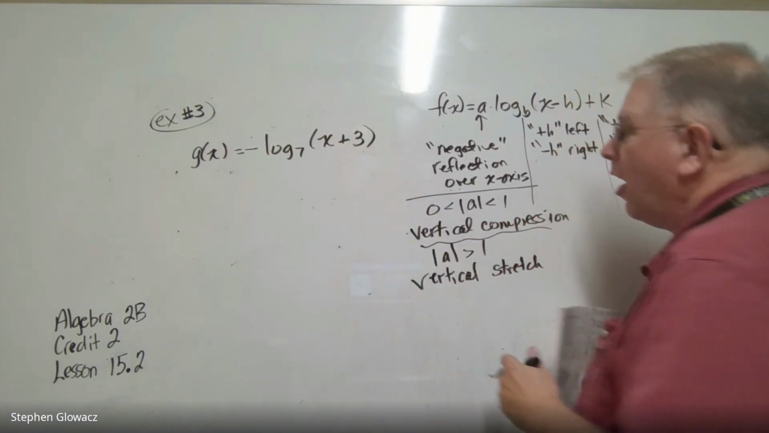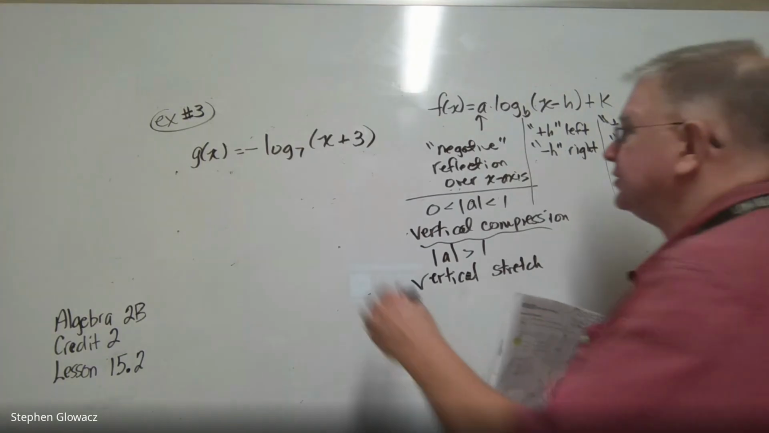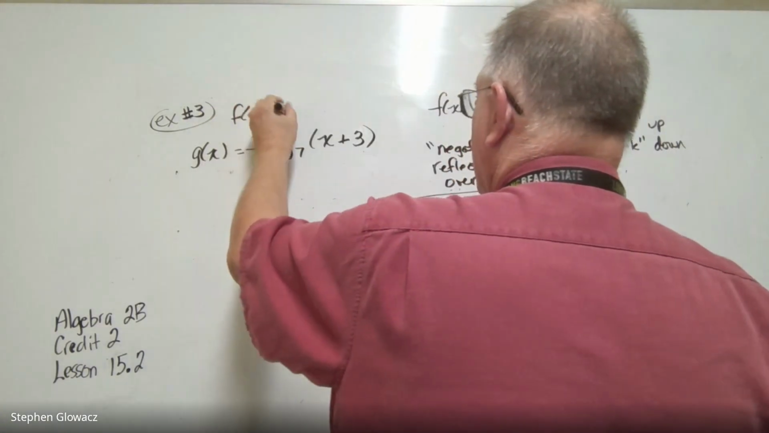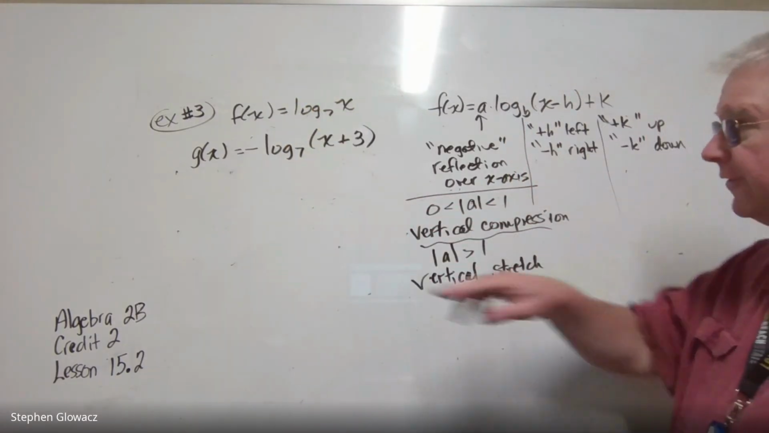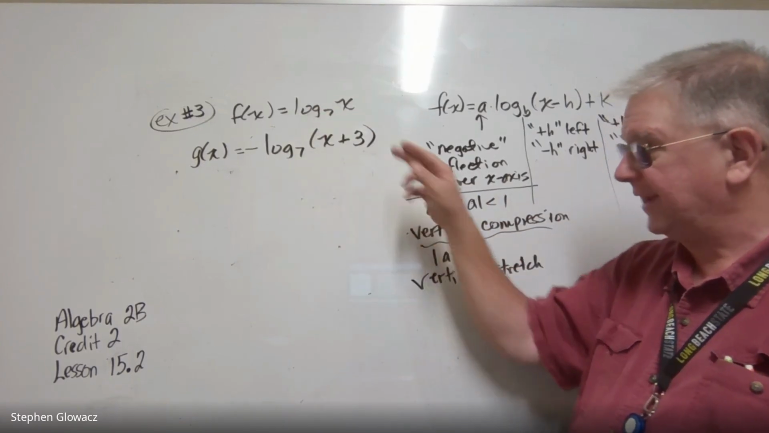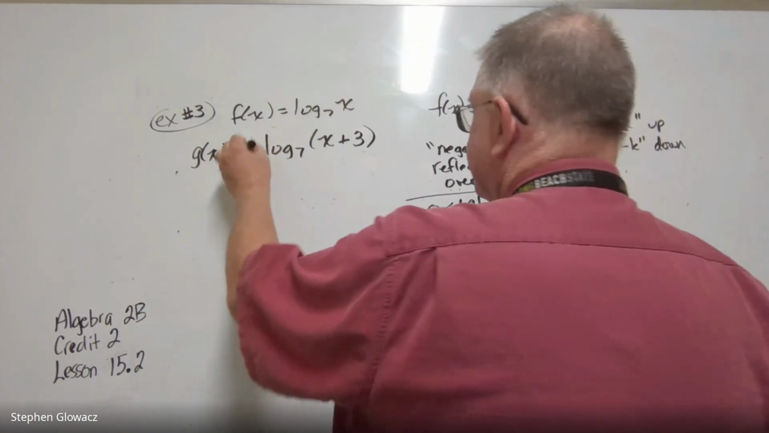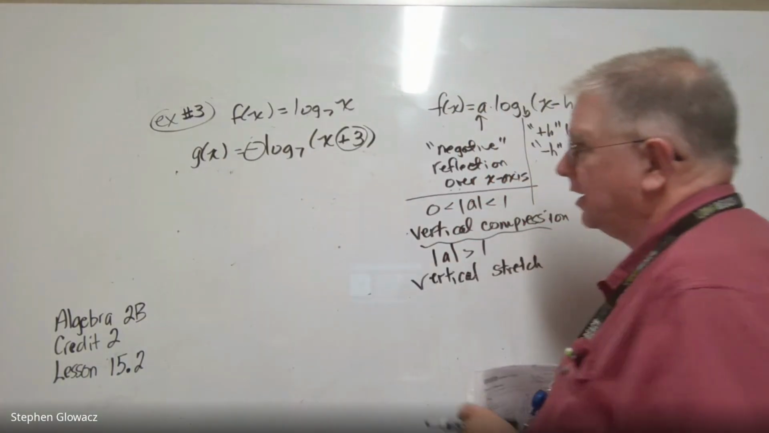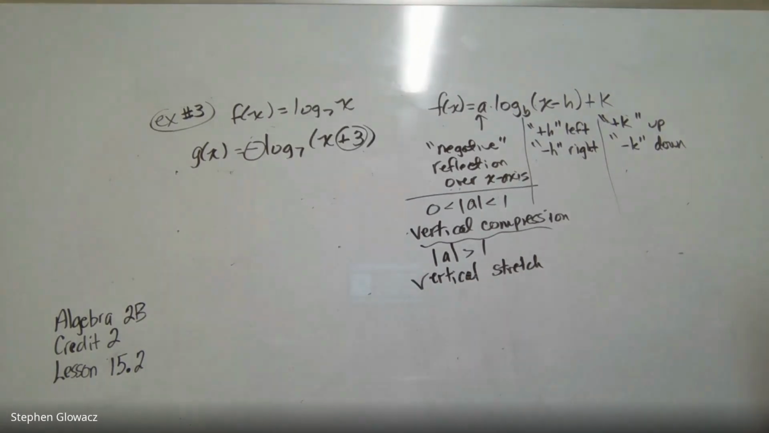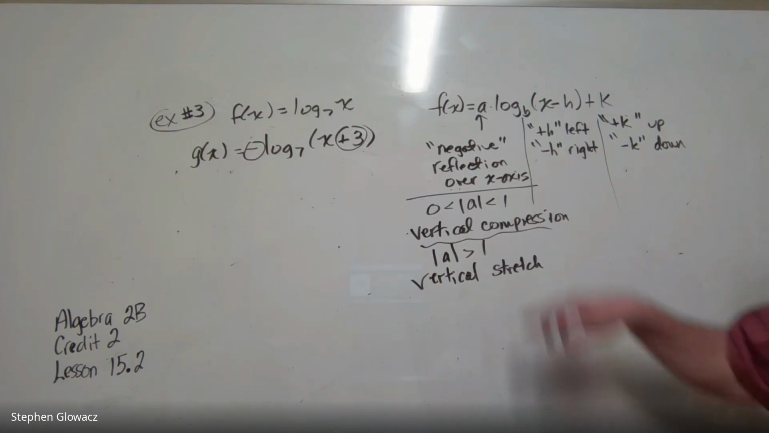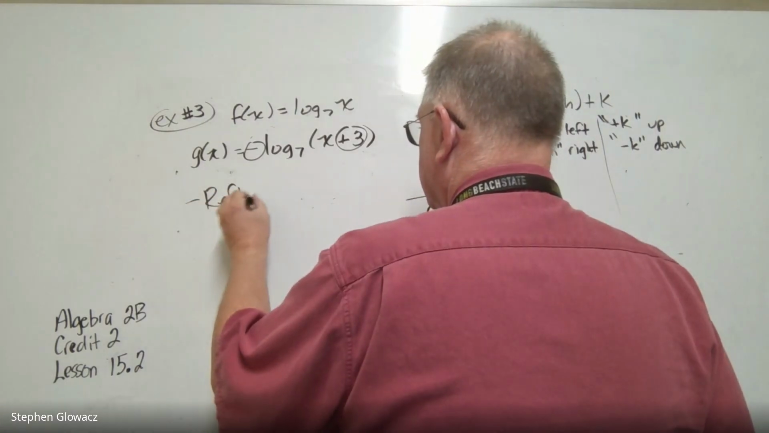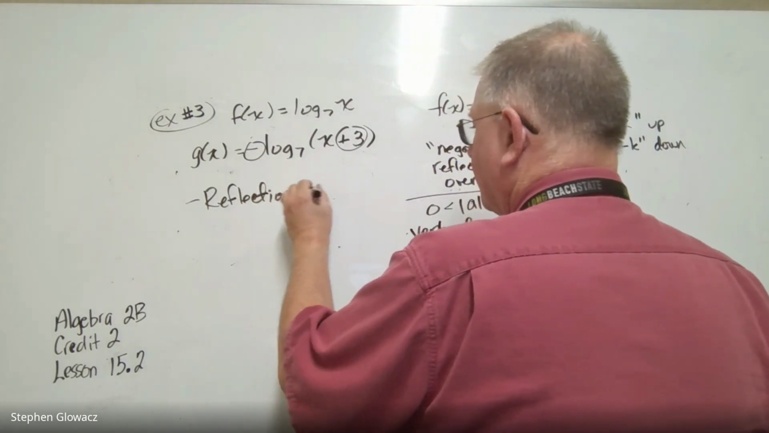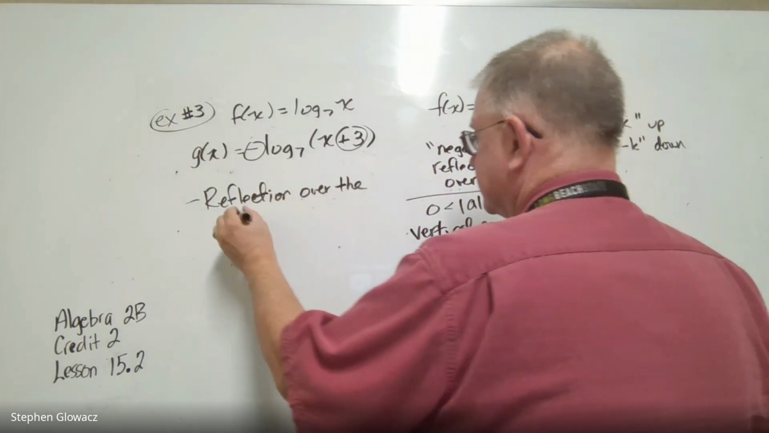All right, now looking up here, and actually we probably should put the parent function, which is log base 7 of x. So in addition to the log base 7 of x, what else do I see down here? Well, I see a negative, and I see this plus 3 here. So it looks like there's 2 transformations that would be on this graph that we would see if we actually graphed it. So remember, if A is negative, that's a reflection over the x-axis.